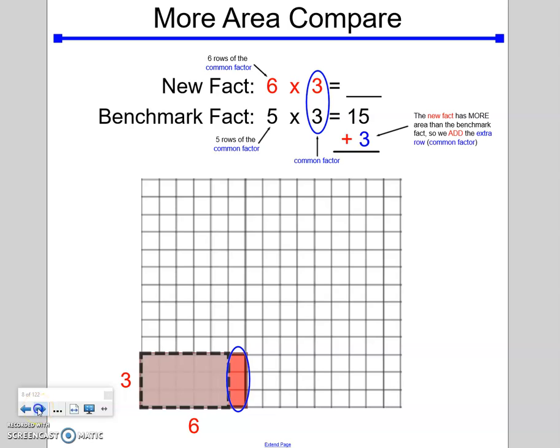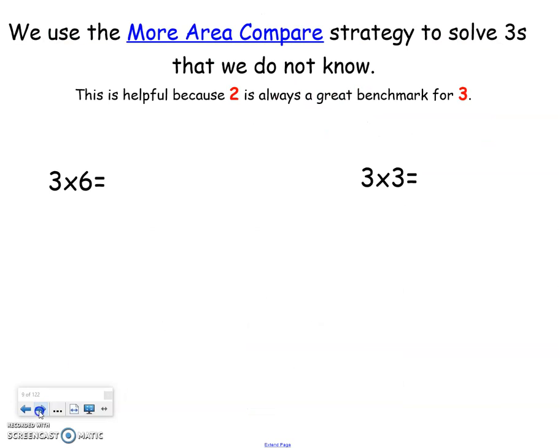Since 6 times 3, the new fact, has more area than the benchmark fact, it has one more row, it has 6 rows of 3 instead of 5 rows of 3, we add that extra row of 3 to 5 times 3, so that now there are 6 rows of 3. 6 times 3. 15 plus 3 more equals 18. So 6 times 3 equals 18.